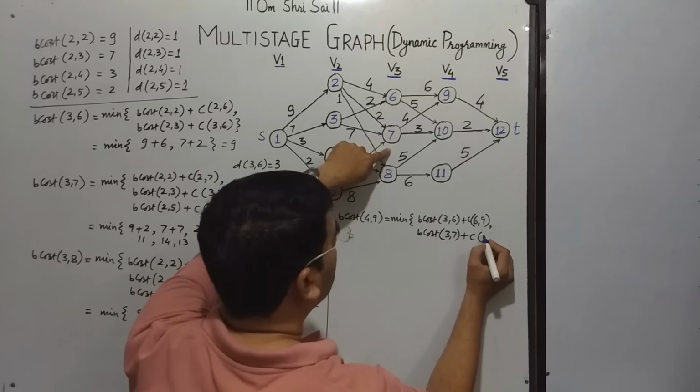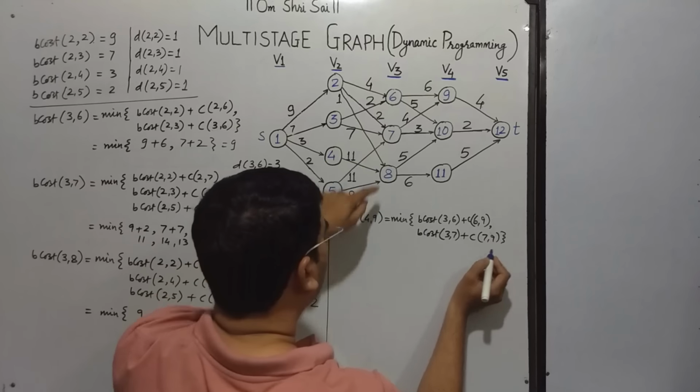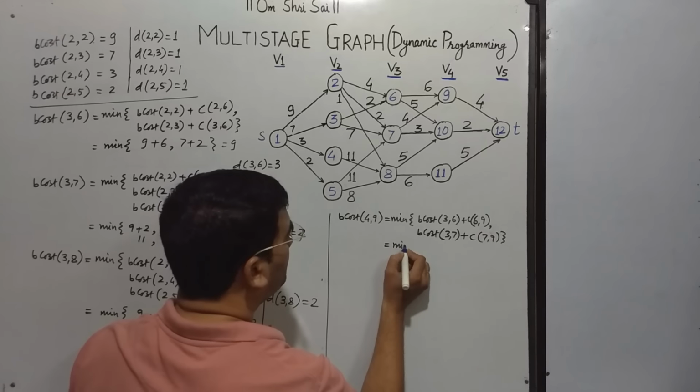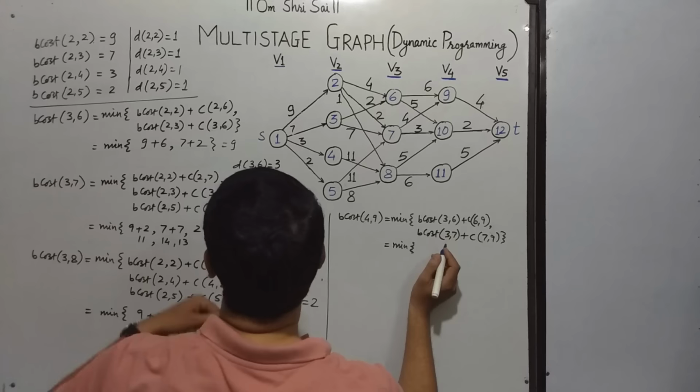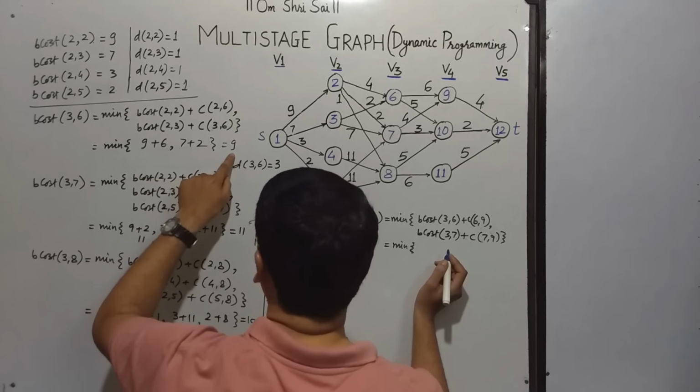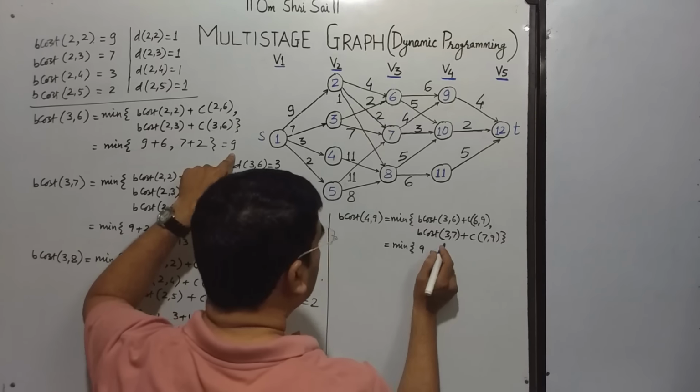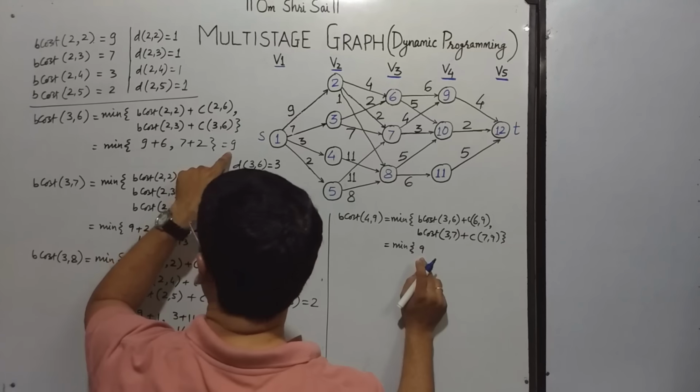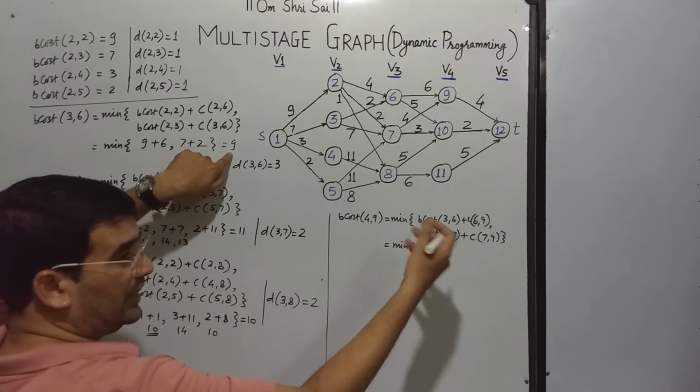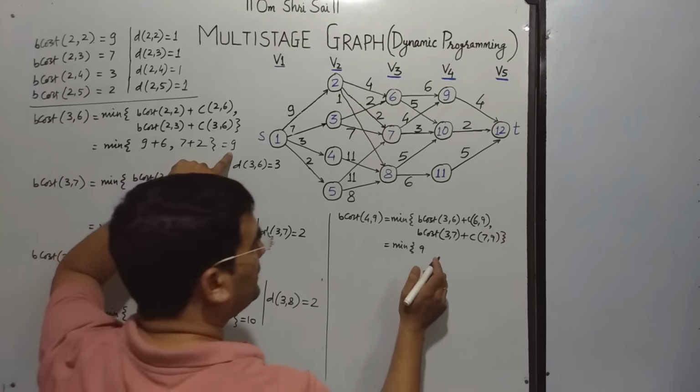So C of 7, 9. And we will have to compare that. What will be the value? That is minimum of, what is B cost of 3, 6? In the previous stage we can get it, that is the 9. That is the principle of optimality. This is the optimal result, and that will be used to calculate the results for the further stages.